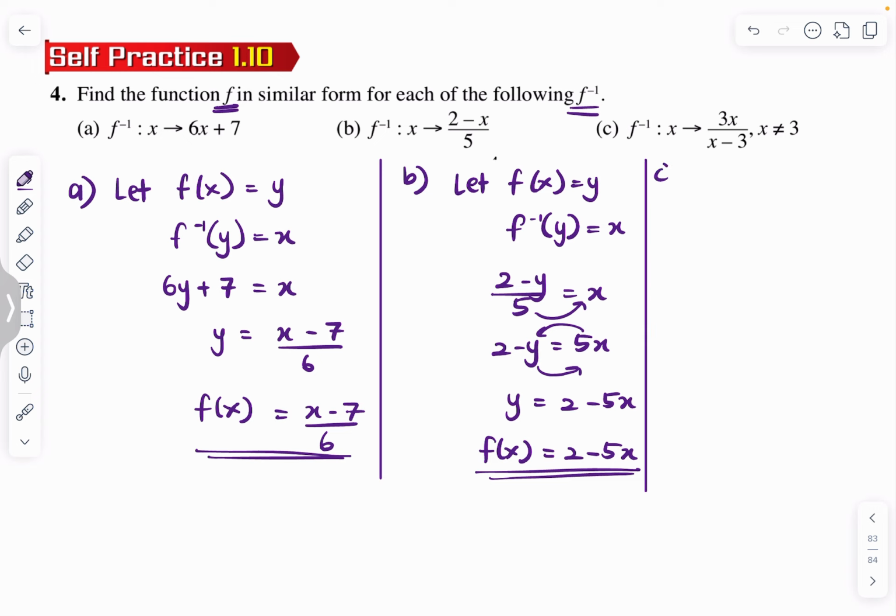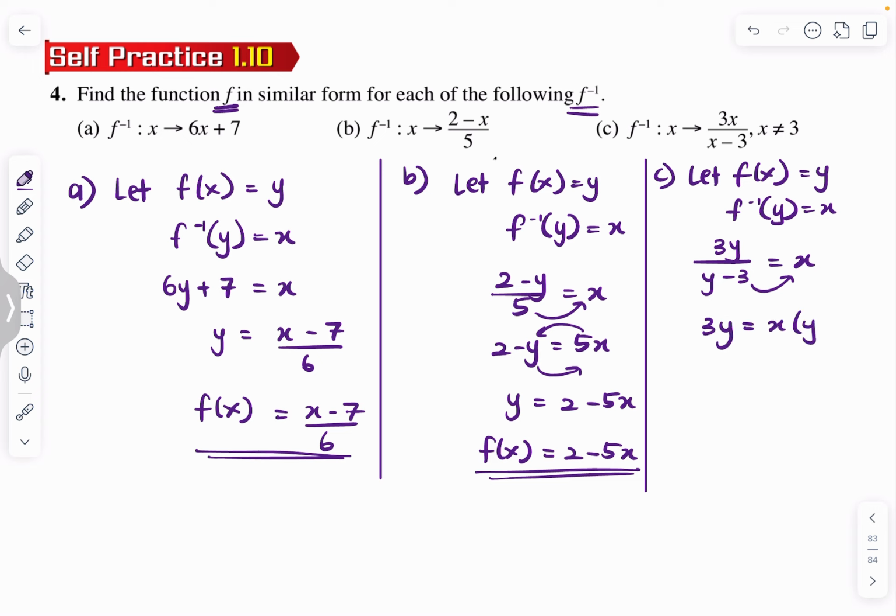And lastly, C. So let f(x) equal to y. f inverse of y will be x. So if f inverse of x is 3(x minus 3) over x, f inverse of y would be 3(y minus 3) over y. Now, we have no choice but to expand this. So you multiply the whole thing by y. So 3y is x times (y minus 3). So 3y is xy minus 3x.